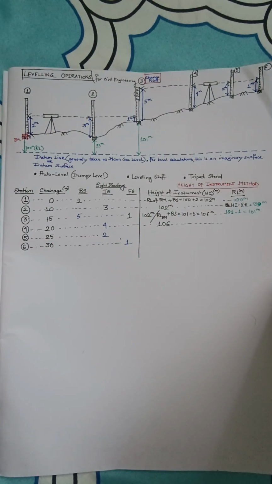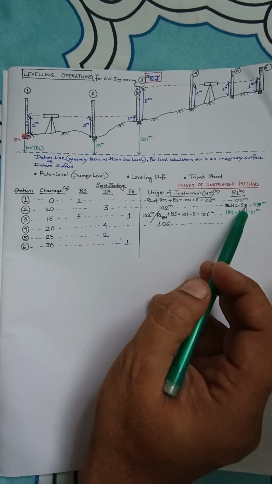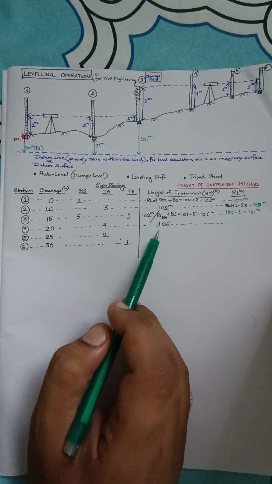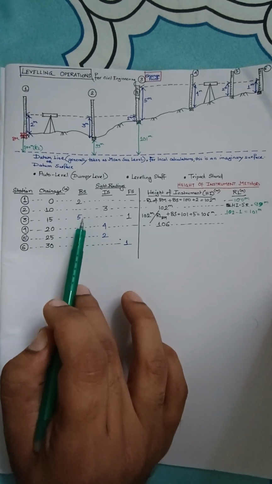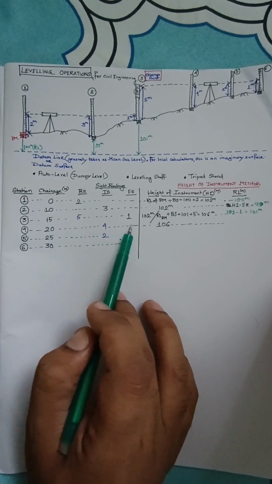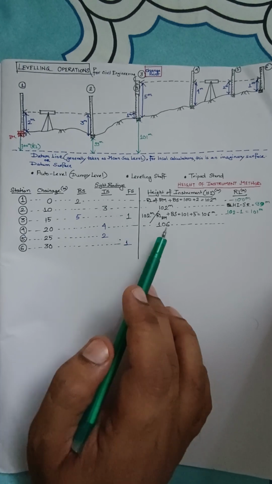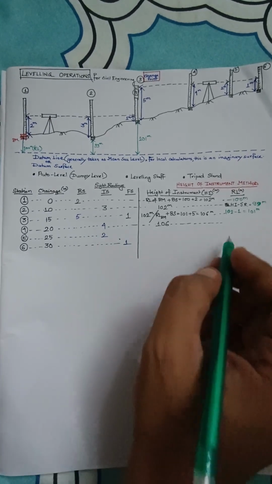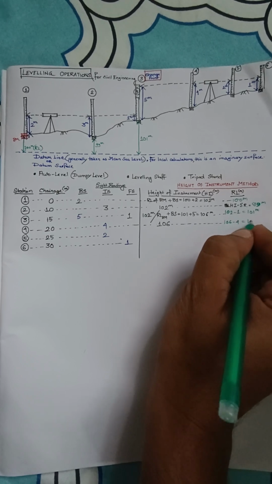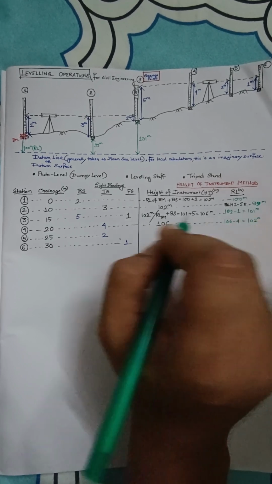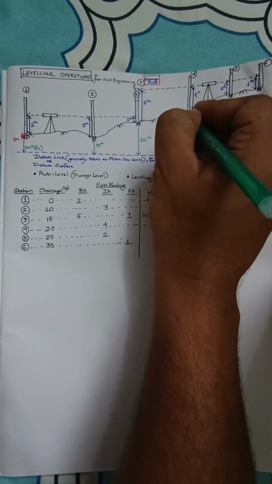So how much is the RL? I told you RL is nothing but height of instrument minus the sight reading at that point. The height of instrument is 106 minus whatever sight reading you have. You do not have a backside at this. You do not have a foresight at this. You only have an intermediate sight. Whatever it is, after all, a sight reading. So 106 minus 4 will be how much? It's 102. So we have sorted this distance.